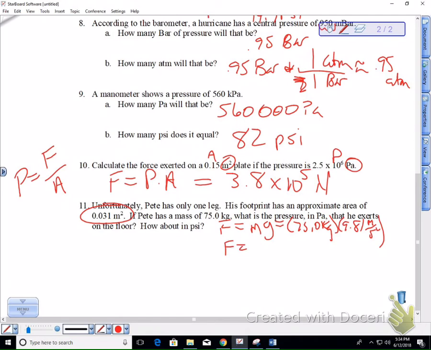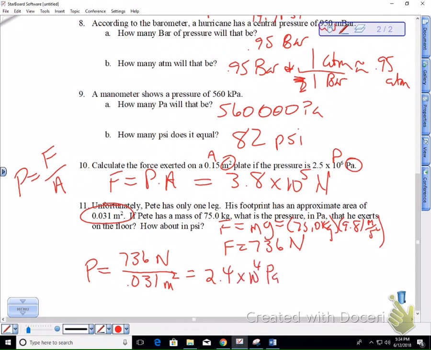Pete has a force, or weight, equal to 736 newtons. Well, once we know that, we can go back now and calculate the pressure. 736 newtons over that tiny area. He must have a very small foot on top of only having 1 foot. And it gives a ridiculous 2.4 times 10 to the 4th Pascal.